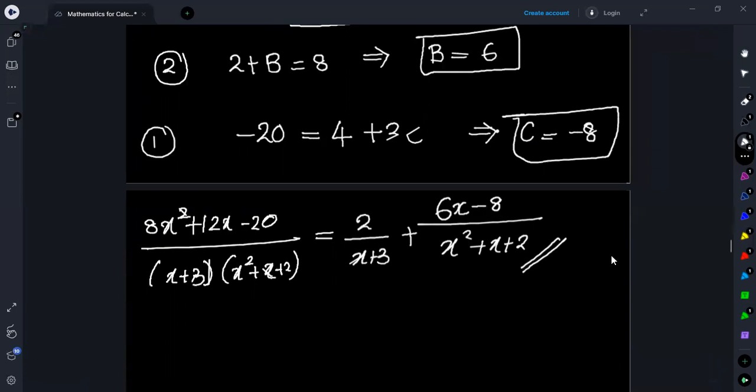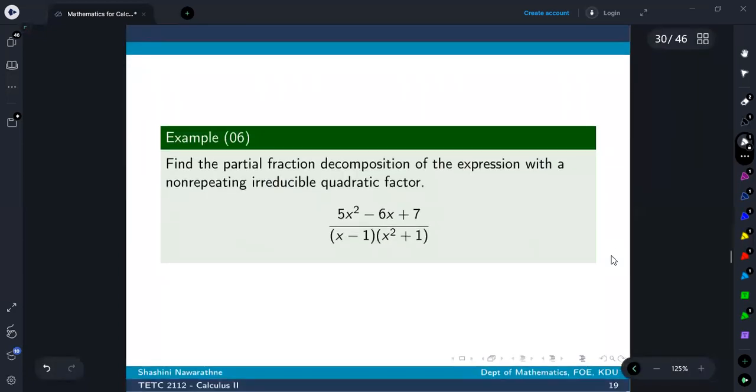So I hope it is clear to you. And once you have identified the concept, I need you to try this example as well. So I will write the answer. The partial fractions of this example is 3 over x minus 1 plus 2x minus 4 over x squared plus 1. So try to obtain this answer by yourself.